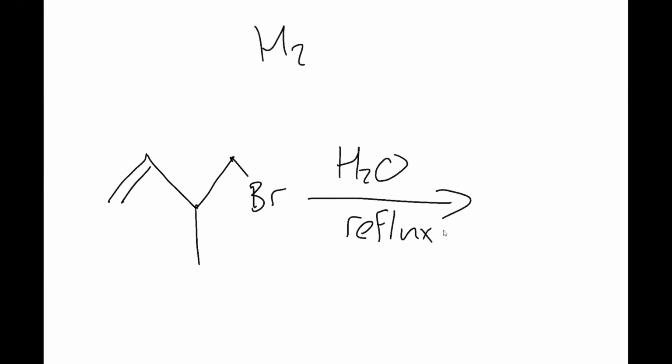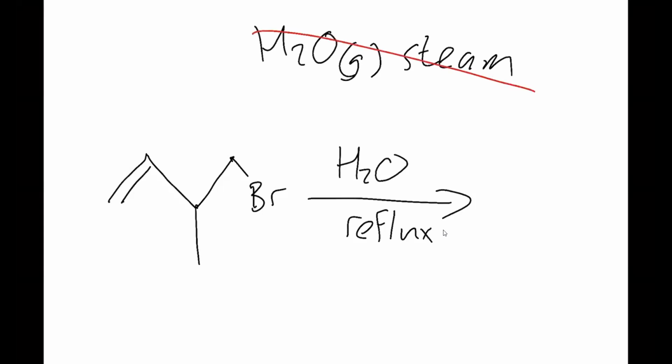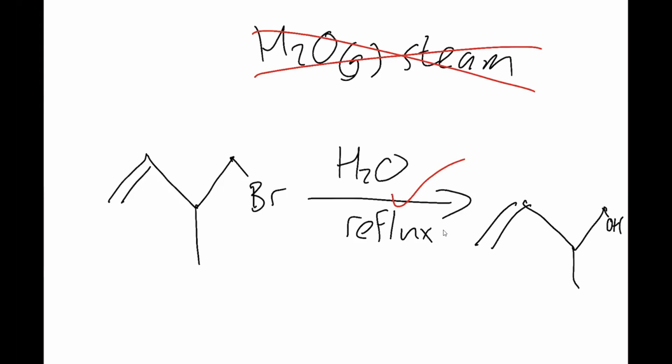If we did H2O gas, in other words, steam, we would get the addition reaction. So we don't want the addition reaction, we want the substitution reaction. So I'll leave that there, but I'll just remind you that we don't want that. So we want H2O reflux. And then it's quite straightforward. You can draw the product. The double bond stays the same because we're not changing that. That's all the same. And the only thing is we change the OH on that side. Cool, but the rest of the molecule stays exactly the same.